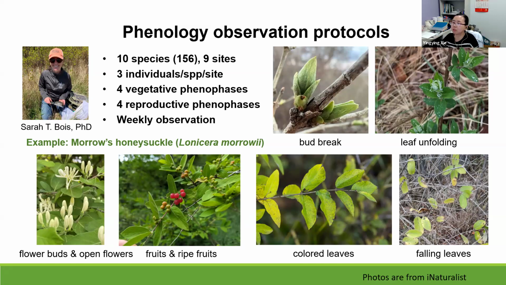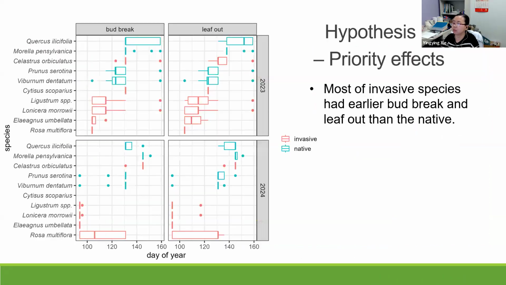We observed 4 vegetative phenophases, which include bud break, leaf unfolding, colored leaf, and falling leaf, so including both spring and fall phenophases. And also 4 reproductive phenophases: flower buds, open flowers, fruits, and ripe fruits. So here I will share some results based on the ground observation.